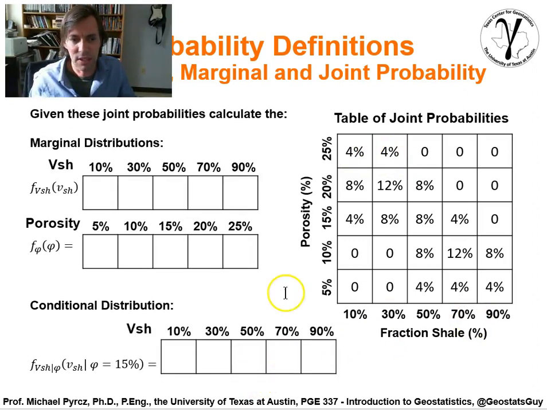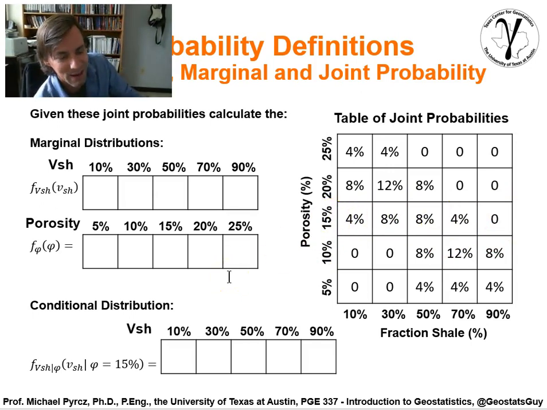And so the question becomes, how do you go from joint probabilities to marginals? And how do you go from the joint probabilities to a conditional? What's the conditional probability of V shale 10% given you have a porosity of 15%? This is your universe now. Okay? So take as much time as you like. Pause me. Go ahead and work this out, and I'll give you the answers right now.